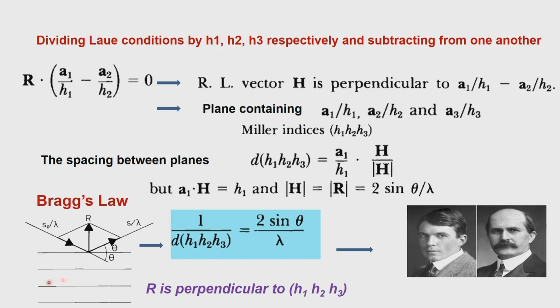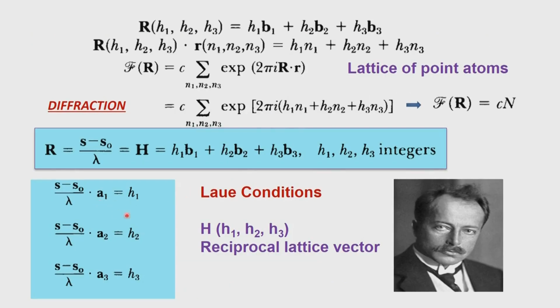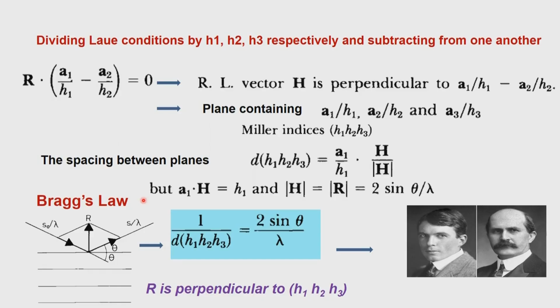So, if we now call the spacing between planes, this spacing, d of HKL, that is the distance between the two planes, d of HKL, then we can write this expression. A1 dot H, because you can now see that if you go to the Laue's condition, we are essentially writing the Laue condition. A1 dot H is the Laue condition. This will be equal to H1. Okay. So, A1 dot H, which is actually H1. Now, this is divided by H1 and modulus of H.